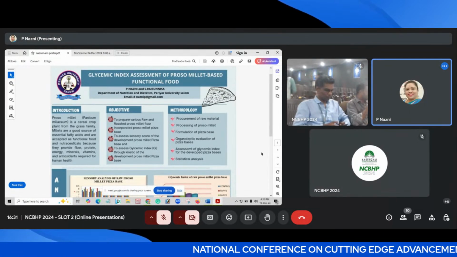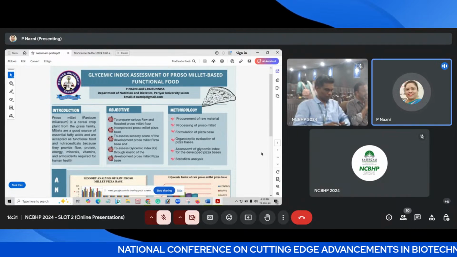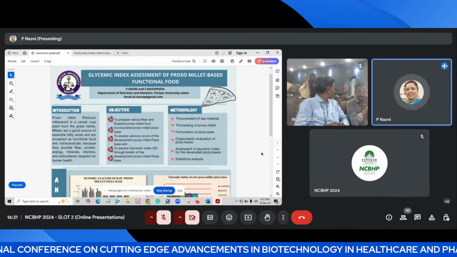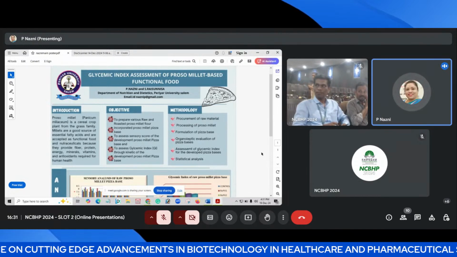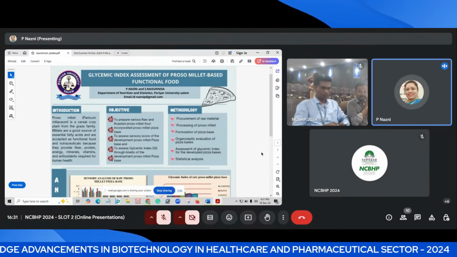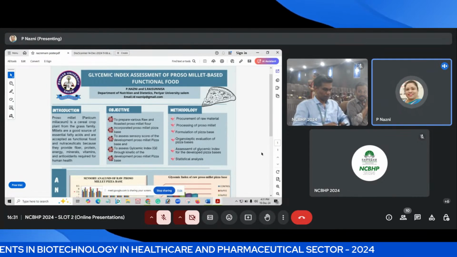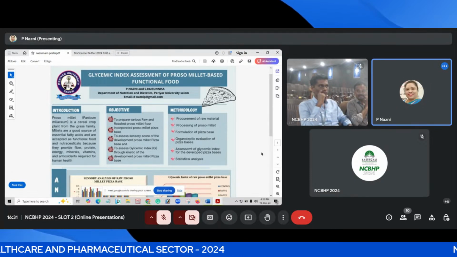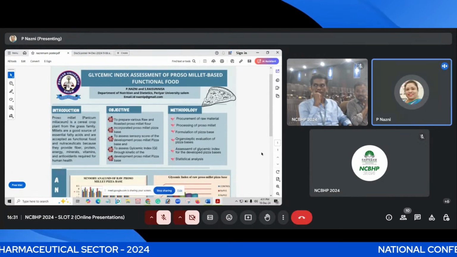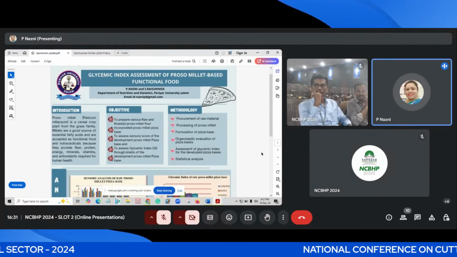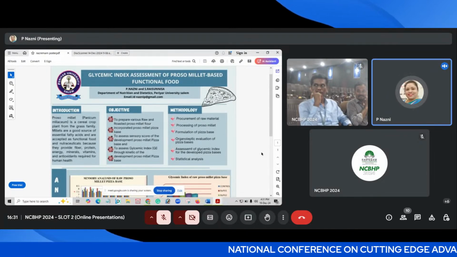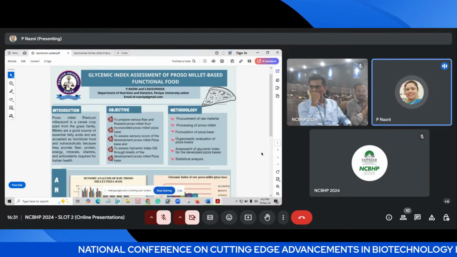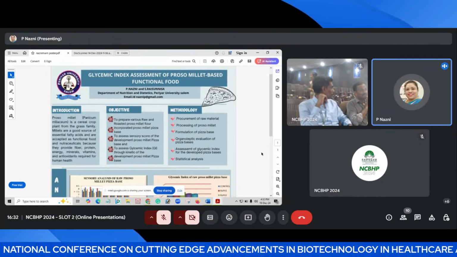Objectives: to prepare various raw and roasted proso millet flours, incorporate them into a proso millet pizza base, assess the sensory score of the developed pizza base, and assess the glycemic index (GI) through kinetics of the developed pizza base. Methodology: procurement of raw materials, processing of the proso millet, formulation of the pizza base, organoleptic evaluation of the pizza base, assessment of glycemic index for the developed pizza base, and statistical analysis.